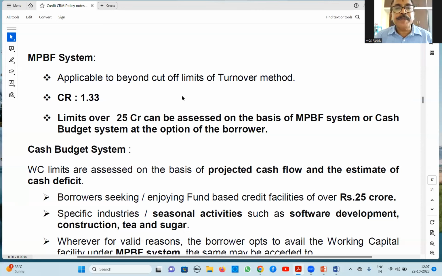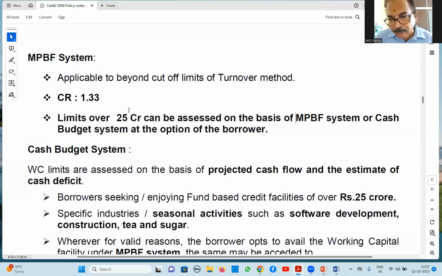This is applicable beyond cutoff turnover. That means more than 5 crores in case of SME, more than 2 crores in case of non-SME. This method is applicable, and the requirement of current ratio is 1.33. So limits over 25 crores can be assessed on the basis of MPBF system or cash budget system. As I told you, whenever the party asks for MPBF system, it always prevails.